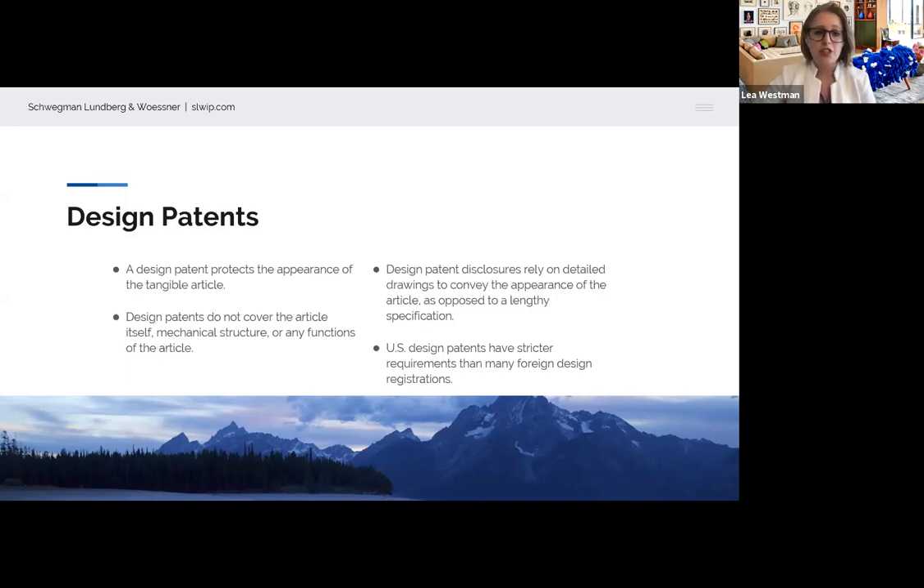And so we'll talk additionally about what that looks like and how many views and figures you may need to enable a design patent. And something to keep in mind is US design patents in particular are a bit stricter and have different requirements for patentability compared to a lot of international design approaches. And that's something we'll also dig into today. Next slide, please.